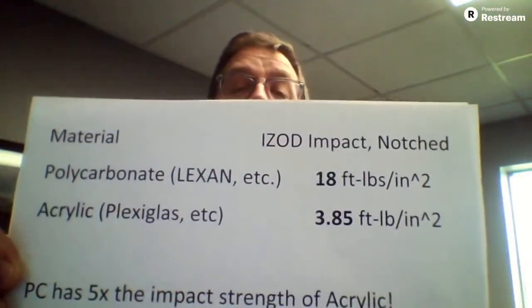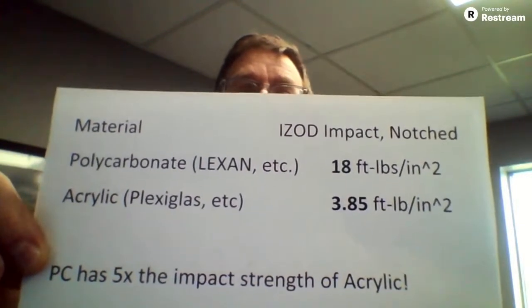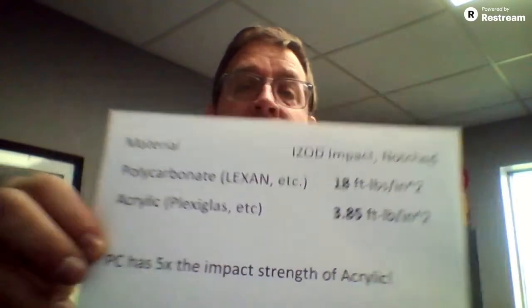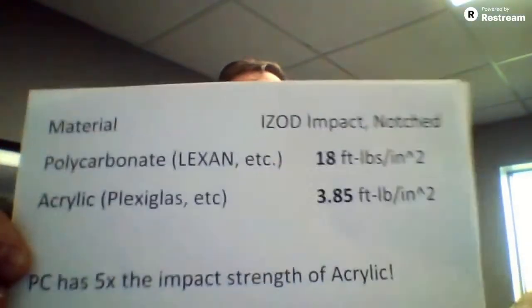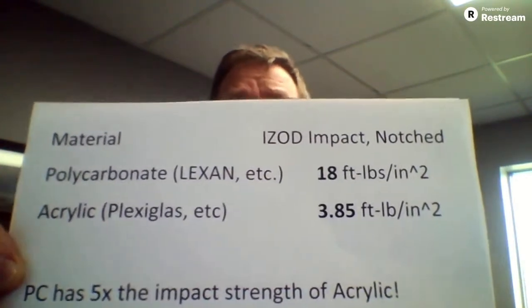But the big difference between the two is the impact strength. So, in my high-tech way of showing you here, the impact strength of polycarbonate is 5 times the impact strength of acrylic. This is why acrylic will shatter and break a lot faster than polycarbonate will on your robot. If you look at strengths like tensile strength and yield strength, those actually are comparable. But it's the IZOD impact that is the main difference. Notice that polycarbonate is 5 times stronger with IZOD impact.